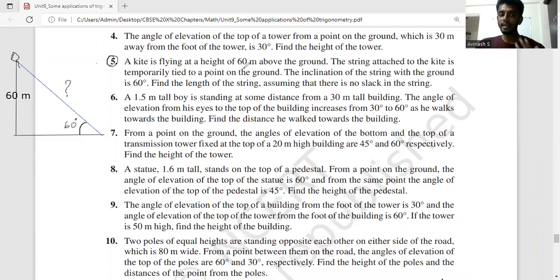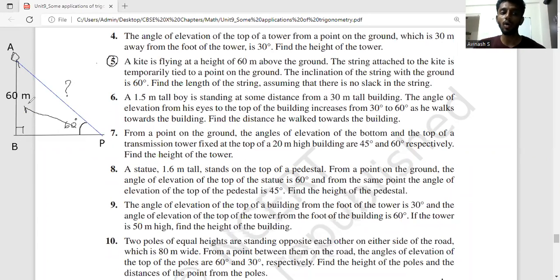Basically they have given a kite which is flying at a vertical height of 60 meters, and there is a string, coded as blue color in the diagram, tied to a point on the ground. Let us assume the point as P, let the point at which the kite is flying be A, and this point be B. We know this is a right angle. In the question, we are asked to find the length of the string, which means we are supposed to find the hypotenuse, because this is the string, which is quite tight.